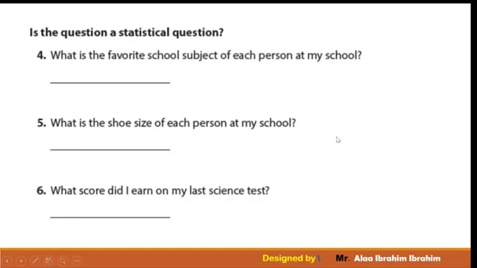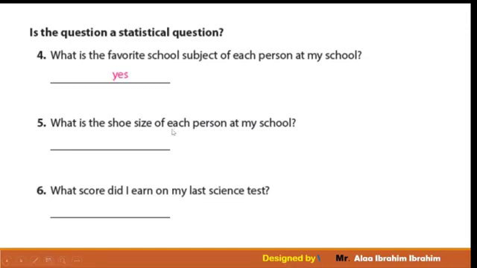Now we're going to another thing. Is the question a statistical question? We have to check. So what's the favorite school subject? What is the shoe size of each person at my school? What score did I earn on my last test? To know if this is a statistical question, I have to check whether it is single or group. I'm dealing with different values or one value. So what is the favorite school subject of each person? So I'm dealing with many persons here. So that's yes, because I'm dealing with a group here, or different data here.